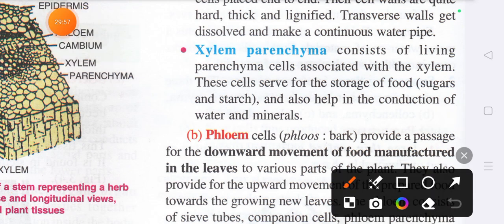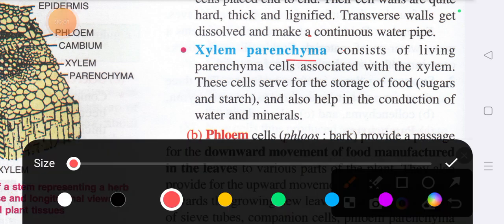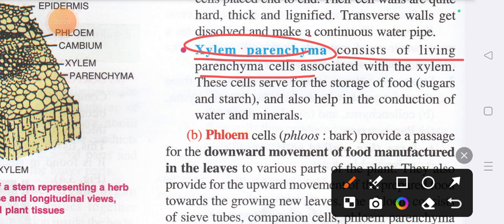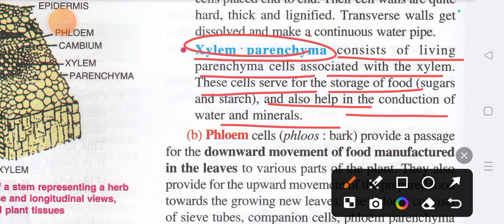Xylem parenchyma. Parenchyma is for storage of food. Very good. So you know the parenchyma is used for storing food. Collenchyma gives mechanical support, and sclerenchyma is very thick. It protects whatever things are present inside the fruit or cells, tissues. Xylem parenchyma consists of living parenchyma cells associated with xylem. These cells serve for the storage of food such as sugar and starch, and also help in conduction of water and minerals. So parenchyma, as I told you, helps to store food as well as sugar and starch. They also help in conduction of water and minerals.